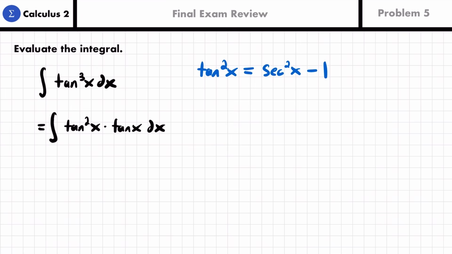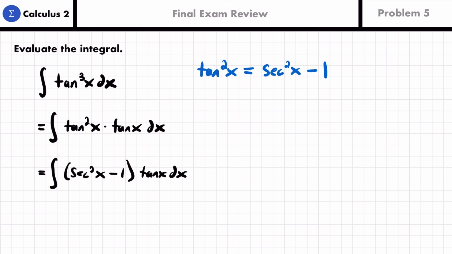Either way, it's the same identity. It is the Pythagorean identity for secant and tangent. But what we want to do is replace tangent squared x in this integral with this expression. So let's do that here. Our next step is to replace tangent squared x with (secant squared x minus 1) times tangent x dx.